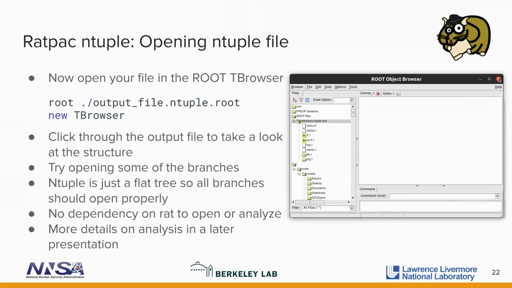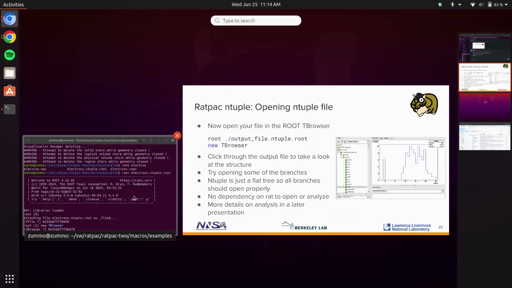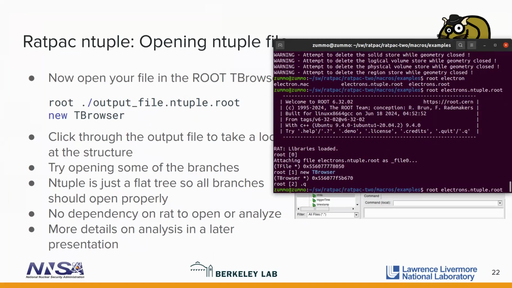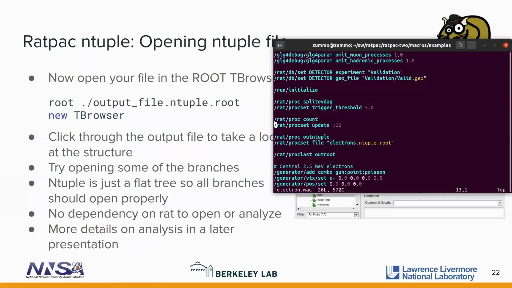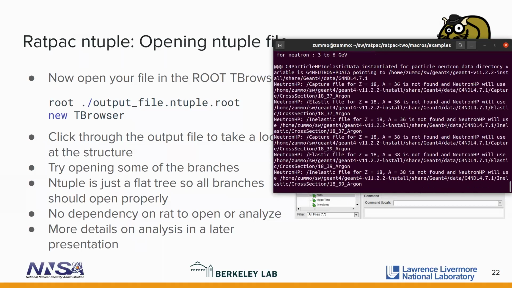Oh, I messed something up. You left out root, didn't you? Oh, I named the out root file the same as the n tuple file. You can get both from the same macro.